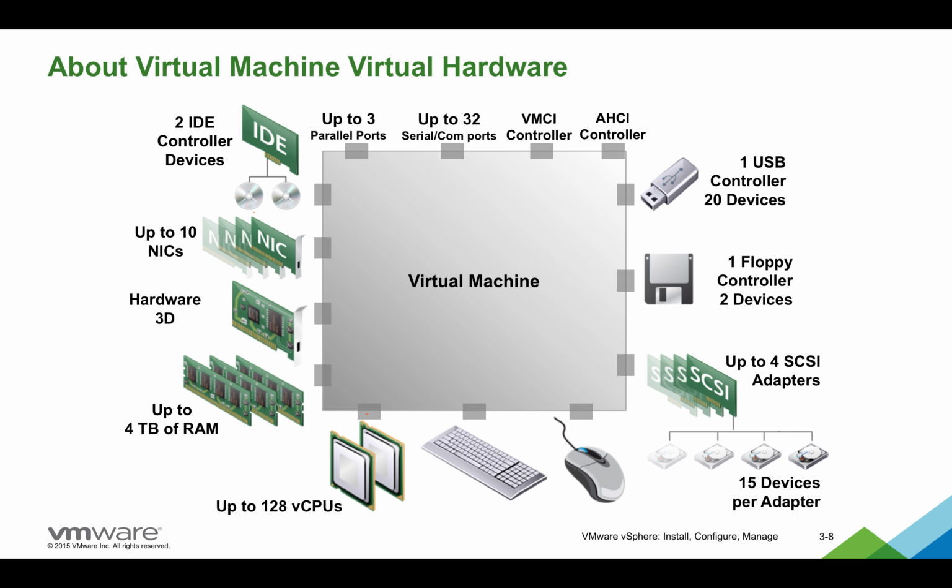The VMCI controller is the virtual machine communication interface. It provides communication between a virtual machine and the ESXi host operating system. It reduces your network overhead by bypassing the network layer entirely. You can get up to 10 gigabits per second. The VMXNET3 only gets 2 gigabits per second. And it can be both connectionless and connection-oriented.